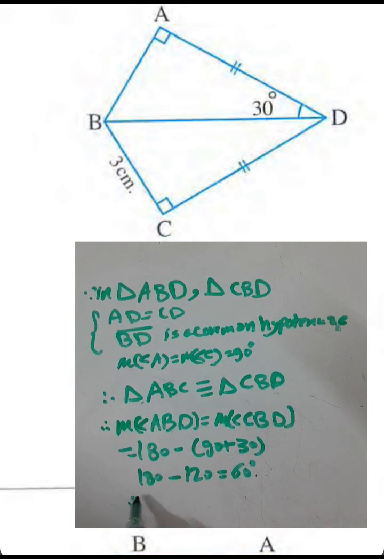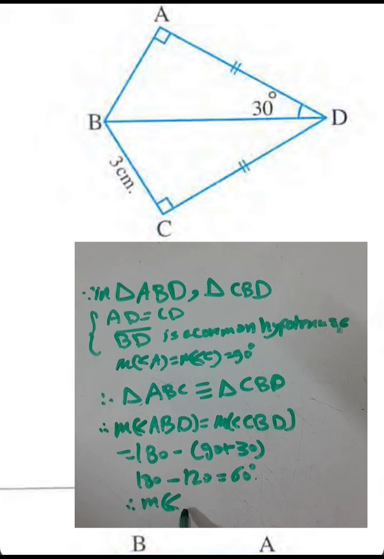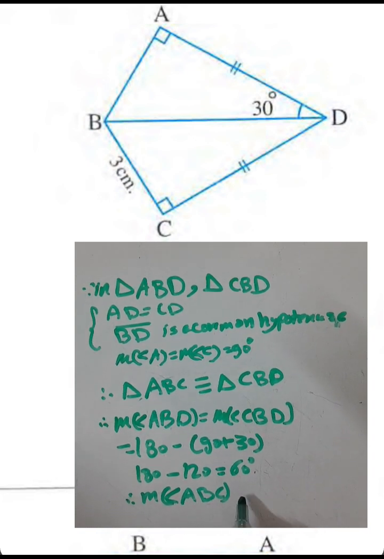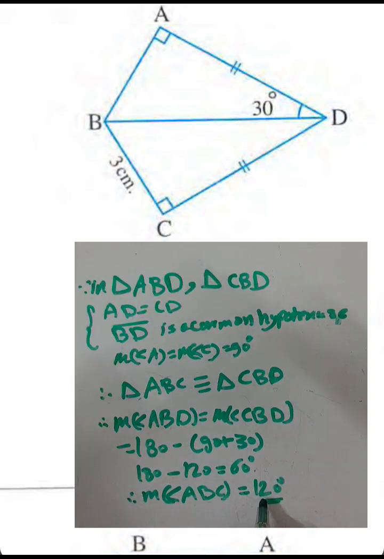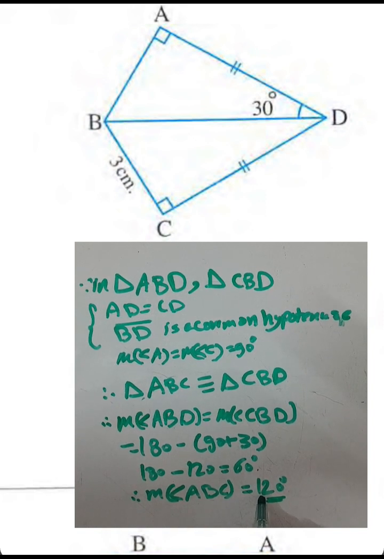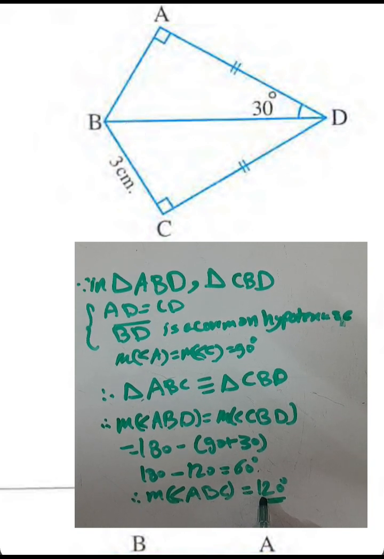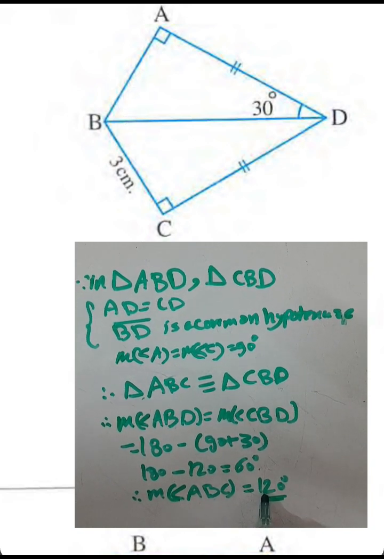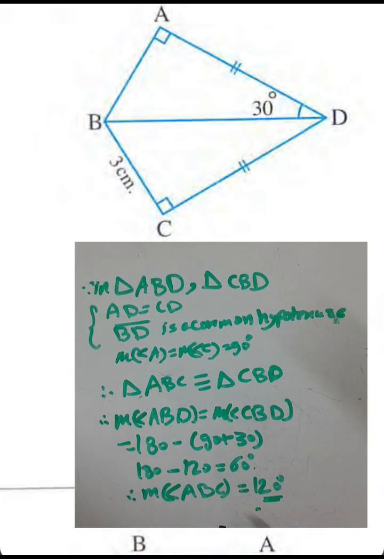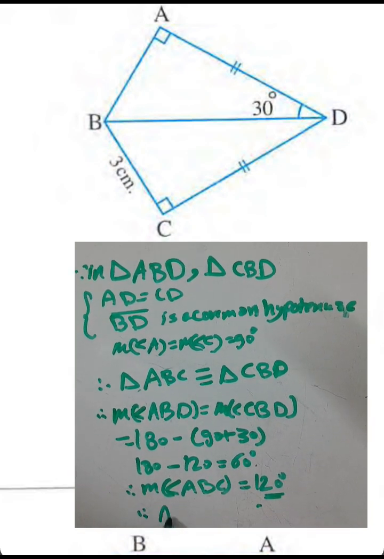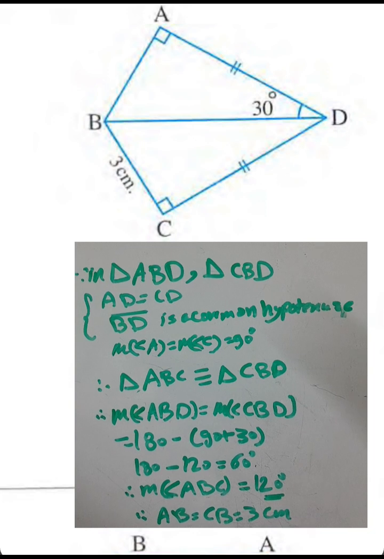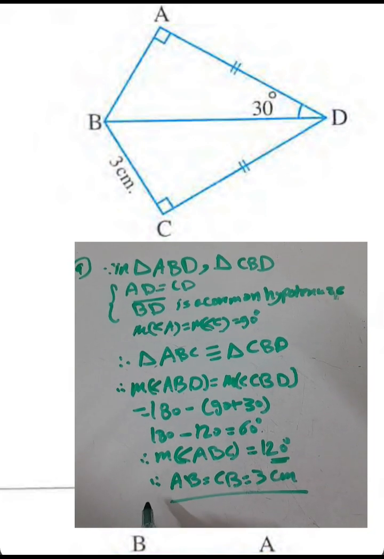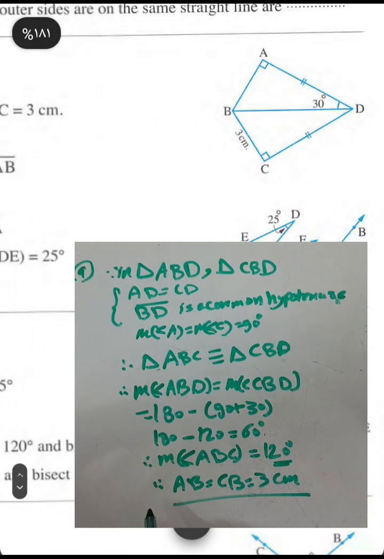Okay, then we can find the measure of angle ABC. It will be 120, because BD bisects this angle, dividing it into two equal angles, each measuring 60. 60 plus 60 equals 120 degrees. And the side length AB will be equal to side length CB, equal to 3 centimeters. Understood? Okay.